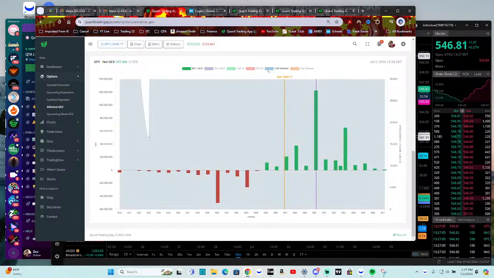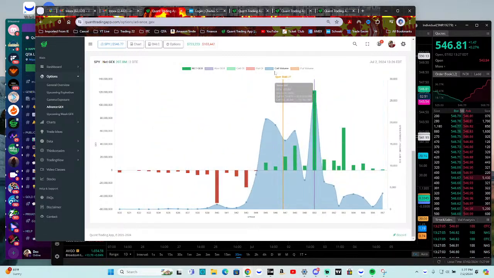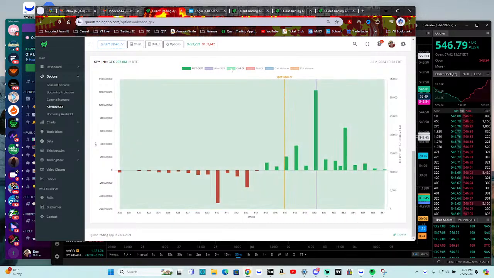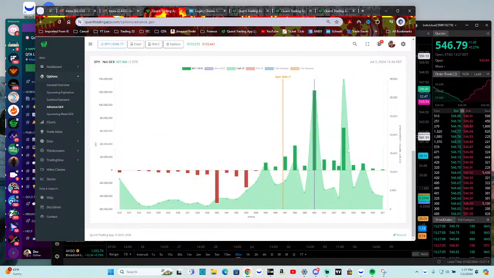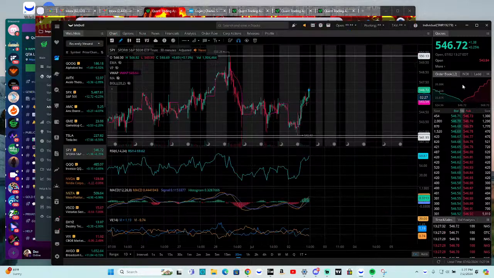How about one more? Call volume, 550. And now call open interest. Oh, 553, but also 550, right? So you see what I'm saying? Attractant, attractant, attractant, and absolute GEX, attractant. 550 seems like a good trade based on this data alone.